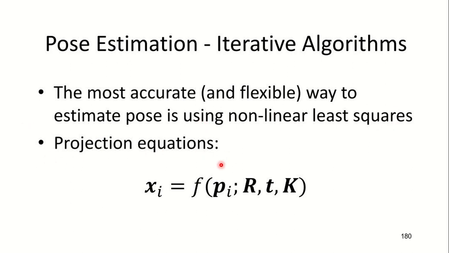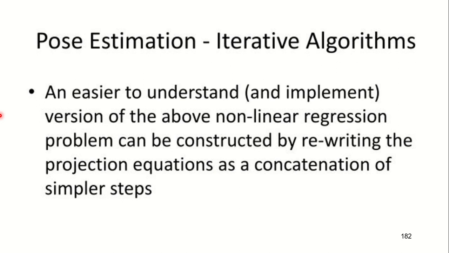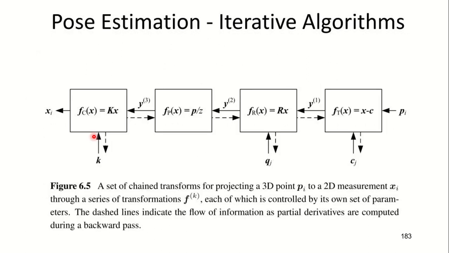The projection equation gives xi as a function of pi, R, t, and K, where R is the rotation matrix, t is the translation, and K is the calibration matrix. Iteratively minimize the robustified nonlinear reprojection errors. The nonlinear projection equation is given here, and it is an easier way to understand and implement the above nonlinear regression problem. It can be constructed by rewriting the projection equation as a concatenation of simpler steps.